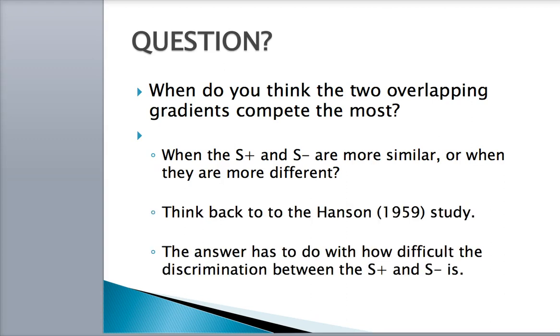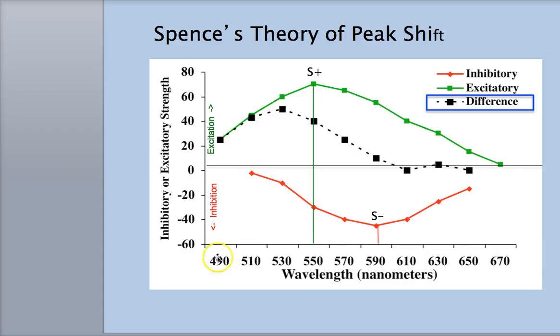Or when the S plus and S minus are more different, will there be more competition? Well, think back to the Hansen study from 1959, and remember that the answer has to do with how difficult the discrimination is between the S plus and the S minus. So I'll come back here just for a moment. Here we have 550 is the S plus, 590 is the S minus. When would these two overlap the most? When they're farther apart or when they're closer together?